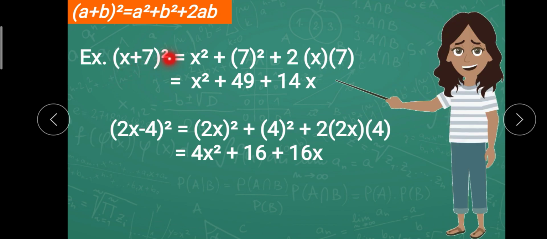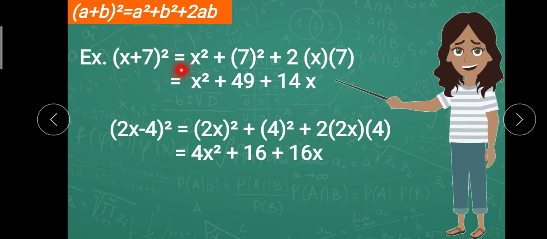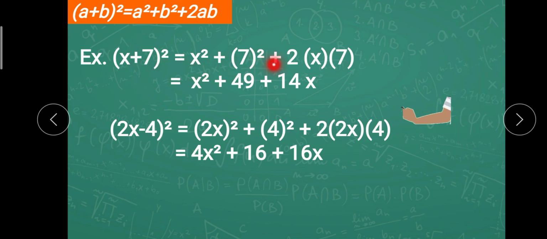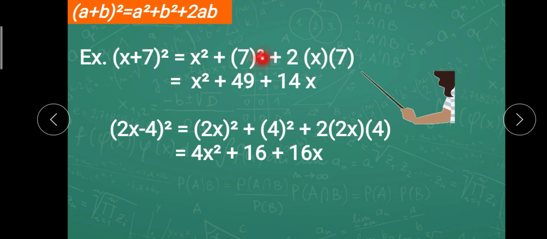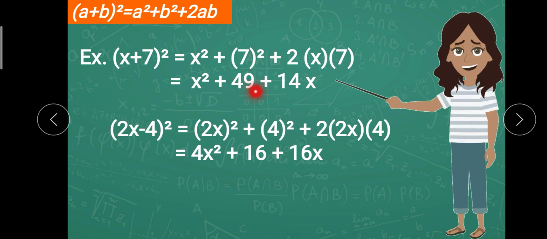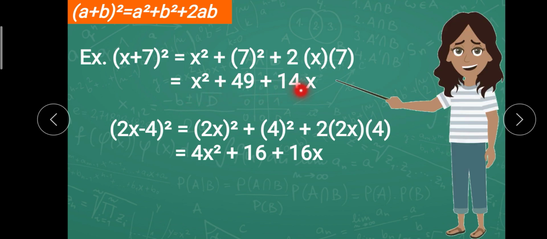So (a plus b) whole square, as you know, is a square. Here a is x, so x square, plus b square. Here b is 7, plus 2 times ab. So a is your x and b is your 7. So now we have x square plus 7 square, which is 7 times 7, 49, plus 2 times 7 is 14x. So this is x square plus 49 plus 14x.